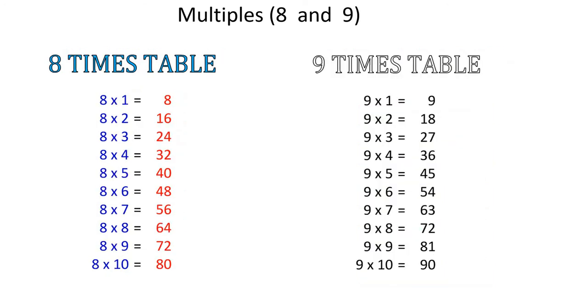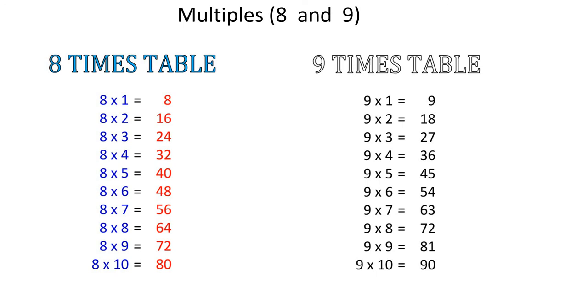Here are the multiples of 8 and 9. I will read the answers for you. 8, 16, 24, 32. The 5th multiple of 8 is 40. The 6th multiple of 8 is 48. The 7th multiple of 8 is 56. The 8th multiple of 8 is 64. And 72 for the 9th multiple of 8. And you know that 8 times 10 equals 80. So all these are the multiples of 8. If you divide them by 8, you will have a full answer with no remainders.